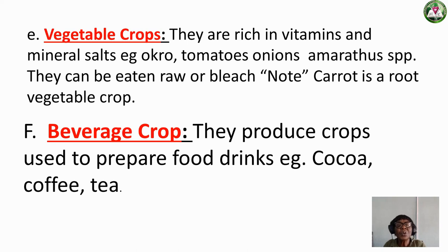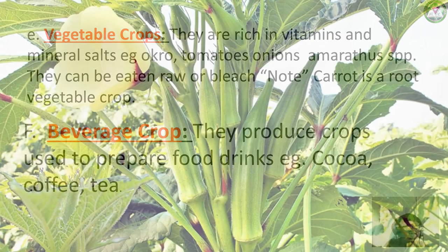Vegetables. When we say vegetables, some of you think only of the crops whose leaves we eat. No, there are some vegetables where the edible parts are not only the leaves; there are other parts of them, but they are vegetables. They are rich in vitamins and mineral salts. A typical example is the okra.